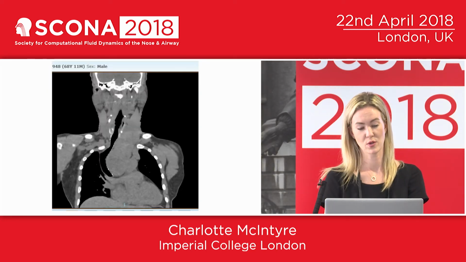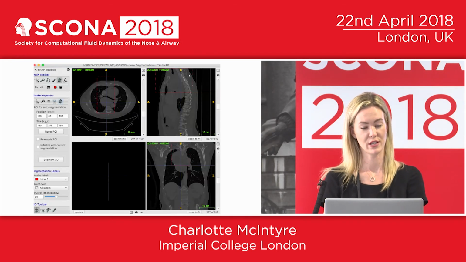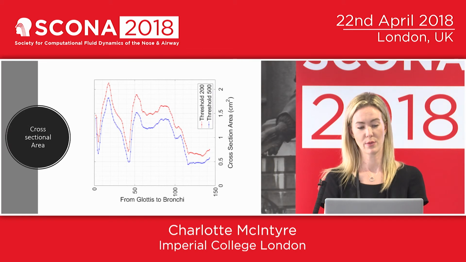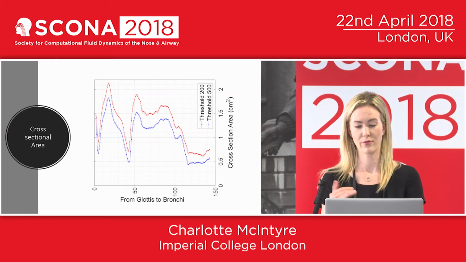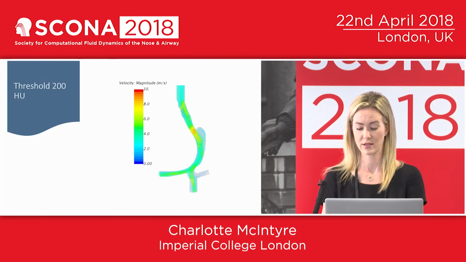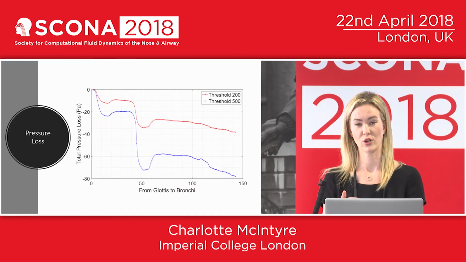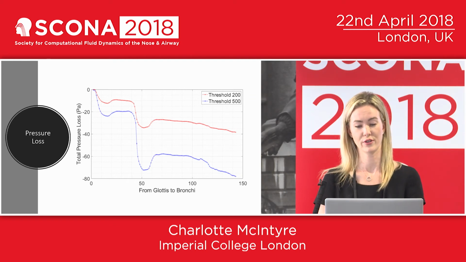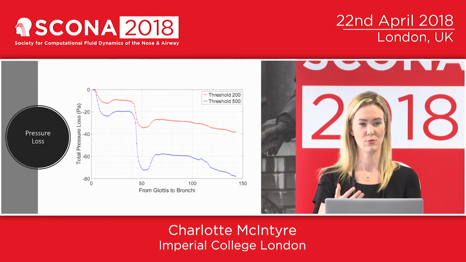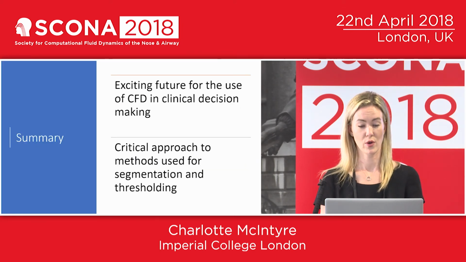Okay. So this was a 68-year-old man with an extremely large retrosternal goitre, as you can see from the CT scans. We essentially performed segmentation at a fixed threshold of minus 200 Hounsfield units and minus 500 Hounsfield units to then perform CFD to have a look at the difference in pressure loss. As you can see from this graph here, there's a huge difference, and this is the same trachea, just using different fixed thresholds.